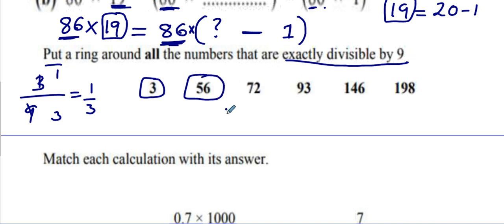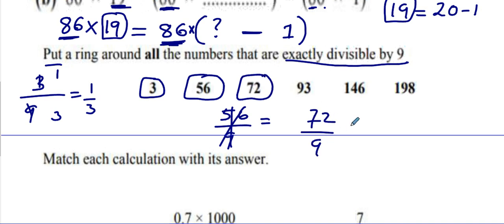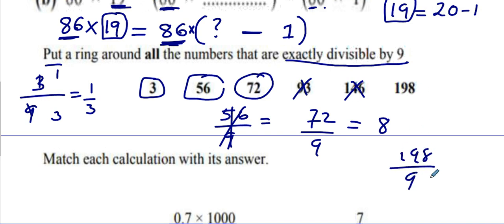Let us check 56. Is 56 divisible by 9? No. It is not divisible. Come to 72. 72 divided by 9? Yes, the answer is 8. So we have to put a ring around 72. 93, no. 146 divided by 9, not possible. 198 divided by 9. Yes, that will be 22. So 198 is divisible by 9.